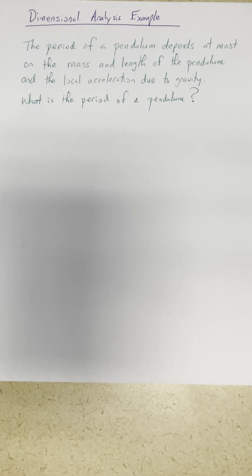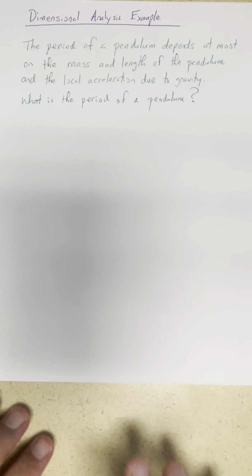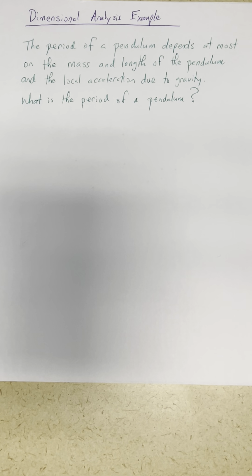back and forth. We assume that the period of a pendulum could depend at most on the mass at the end of the string, length of the string, and what the local acceleration due to gravity is, so the value of little g. If that series of assumptions is true, then what is the equation for the period of a pendulum? This is a good example because simultaneously to show you how useful dimensional analysis is and also the limitations.